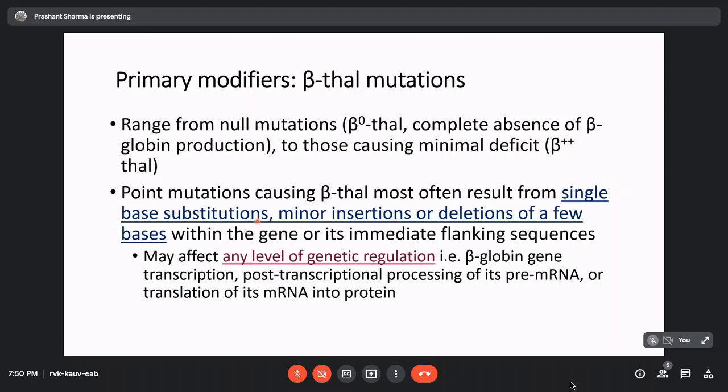This normally happens within the gene or within its splicing sites or in its immediate flanking sequences, the 5' or 3' UTRs. Remember that these mutations may affect any level of genetic regulation, that is the beta globin gene transcription, the post-transcriptional processing of its pre-mRNA, or the translation of its mRNA into protein. And this is the major reason why we have such a lot of heterogeneity in the final effect.